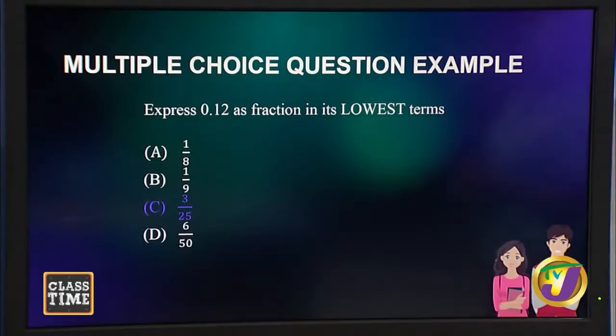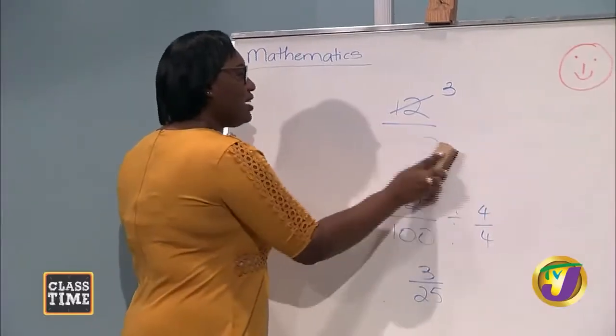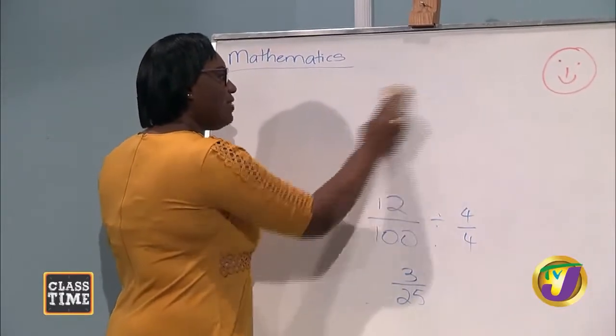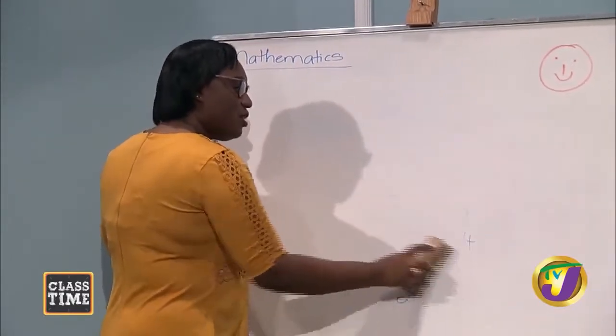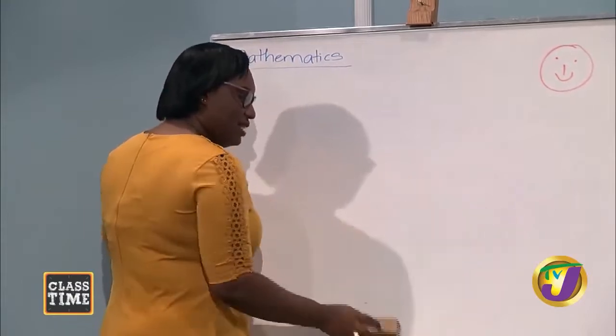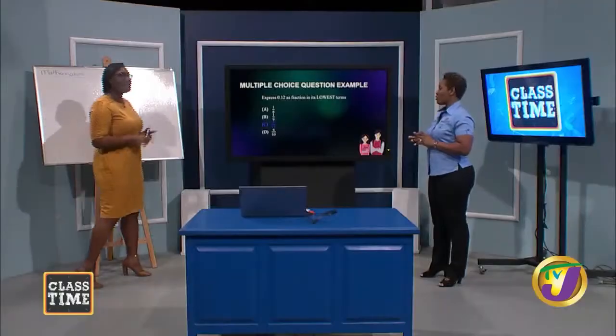And again, guys, you can always check to make sure that your division is correct, because sometimes you divide and you get 20 or 25. Check that it's true. Check it.